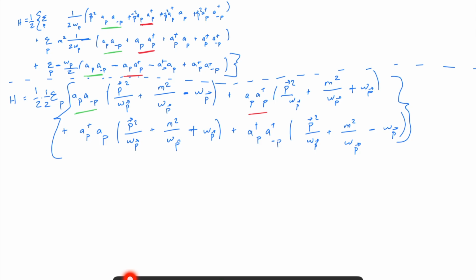I'll do the same thing now for this line. A†_p A_p, here, here, and here. I pull that out of these three. And here are the factors: p squared over omega_p. This one here is m squared over omega_p. And this one here is negative and negative, which is just plus omega_p. And the same thing on the last one over here. Just pull that factor out: A†_p A†_{-p}, and then I get p squared over omega_p plus m squared over omega_p, minus omega_p.